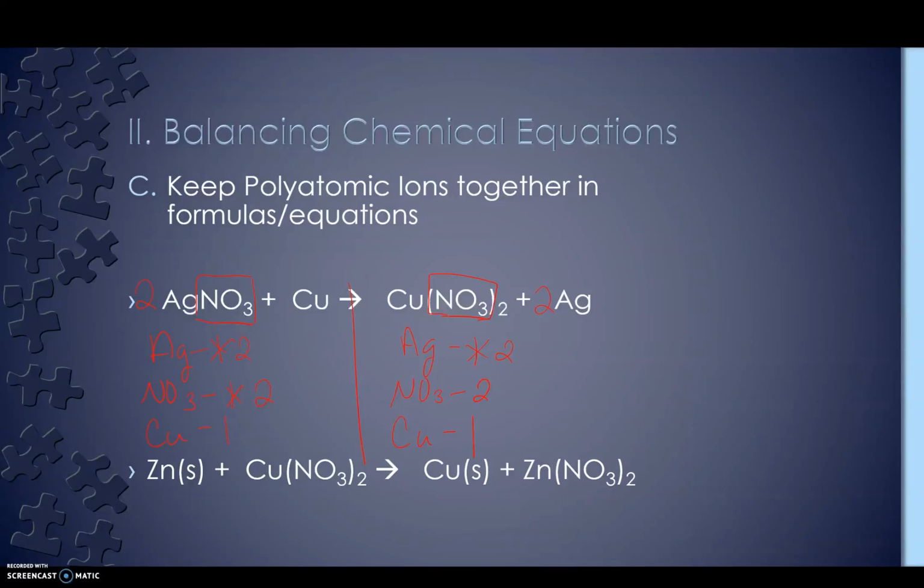We have one more example problem here, and then you will get your homework. Zinc, copper, nitrate, zinc, copper, nitrate, 1, 1, 2, 1, 1, 2. So actually this equation is already balanced as it is.